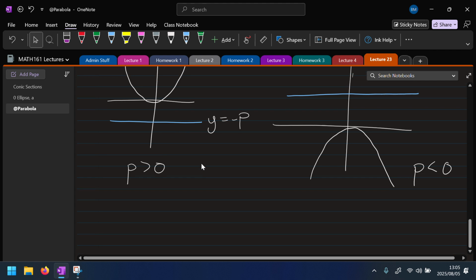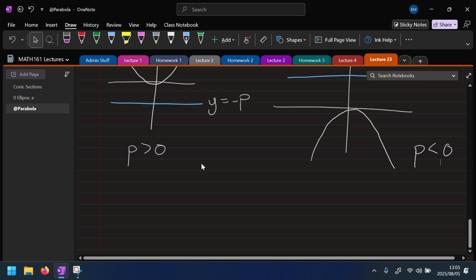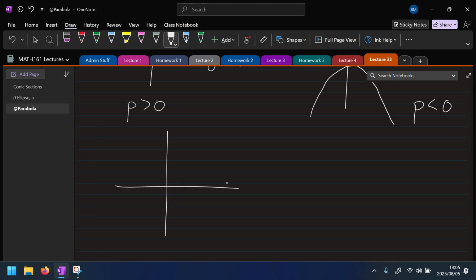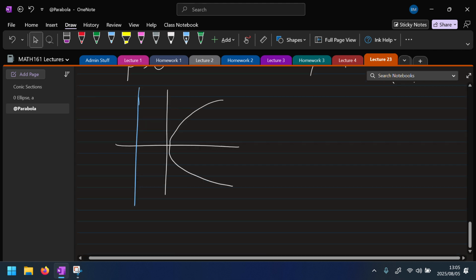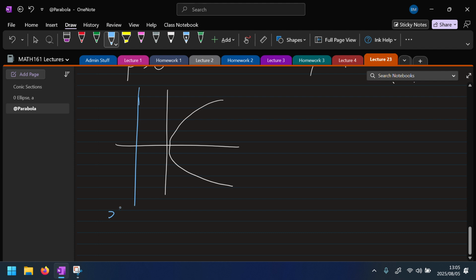Okay, so that is up and down. Then we have left and right. So left and right, we're going to have something like this. Now the directrix is on the left-hand side, so the parabola faces right. So this will be x equals minus p. This will be p greater than 0. Now it's on the negative x side, so p greater than 0.